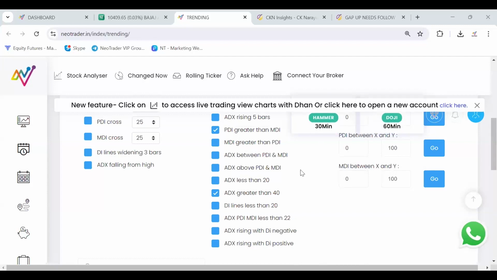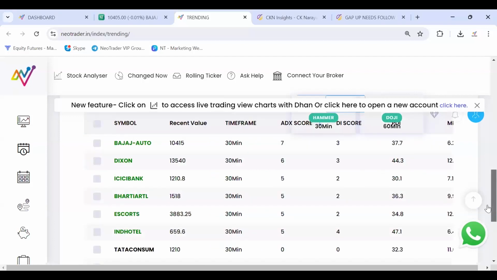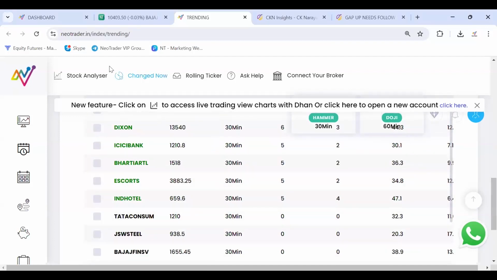How many of you understood this? कि ADX greater than 40 यानी काफी बढ़िया ट्रेंड स्ट्रेंथ है. तो फॉर एग्जांपल देखिए टाटा कंज्यूमर, राइट?